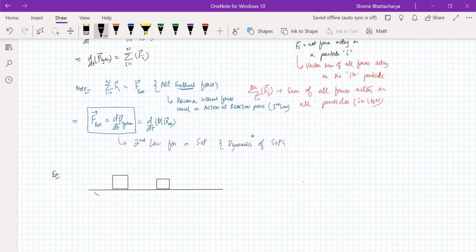Here, suppose this is a smooth surface, and these two blocks are connected by a spring of constant K, an ideal spring. Now I'm applying some external force like this, and what I'm observing is that, as a result, this block is moving with acceleration A1 and this one is moving with acceleration A2.